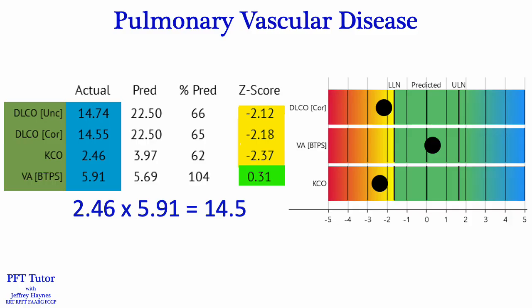people with pulmonary hypertension. So in this example, the alveolar volume of 5.91 is very normal, but they have a loss of KCO because of reduced pulmonary blood flow. So if you multiply the KCO of 2.46 times the normal alveolar volume of 5.91, you get a DLCO of 14.5, which is below the lower limit of normal.